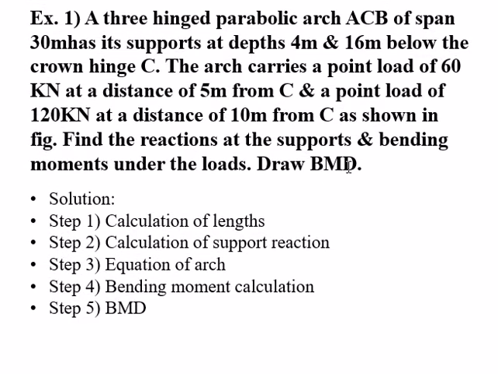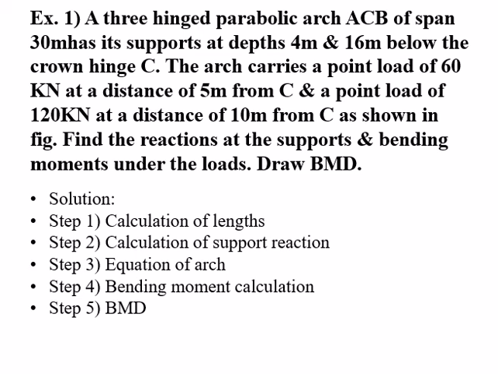This numerical is a 3-hinge parabolic arch ACB of span 30 meter, which has its supports at depths of 4 meter and 16 meter below the crown hinge C. The arch carries a point load of 60 kN at a distance of 5 meter from C and a point load of 120 kN at a distance of 10 meter from C, as shown in the figure. Find the reactions at the supports and the bending moment under the loads. Draw the bending moment diagram. So this is the numerical.